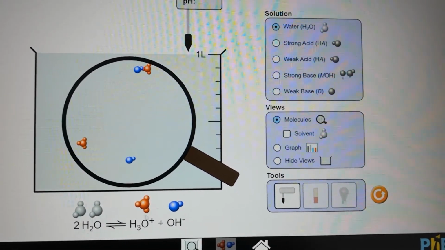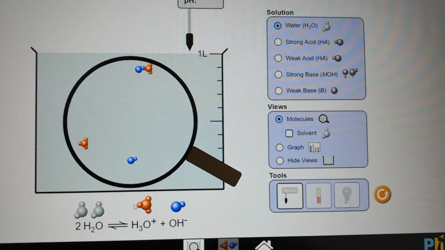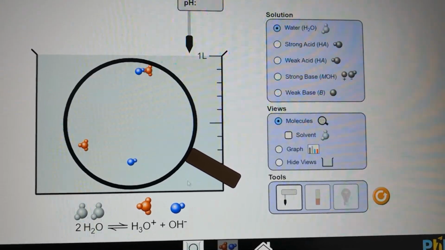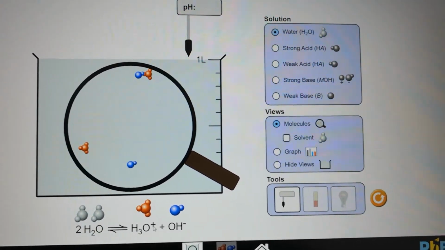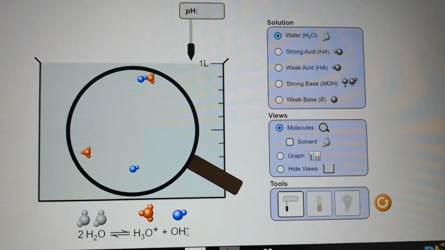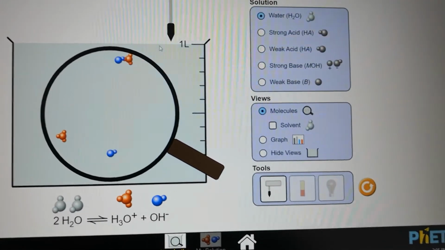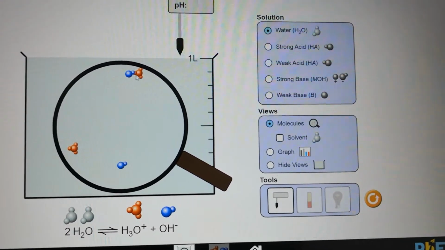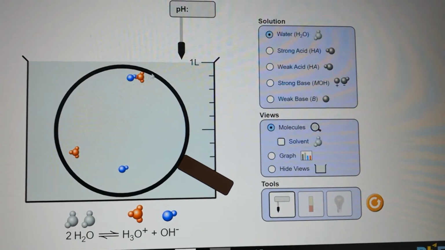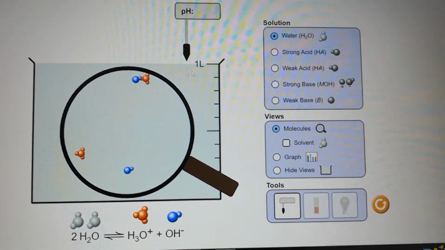So here it dissociates, or separates, into this hydronium ion and this hydroxide ion. So this is H+, this is the hydrogen, and this is hydroxide minus, okay? And so in the beaker here, you can see there are these dissociations of the water, okay?